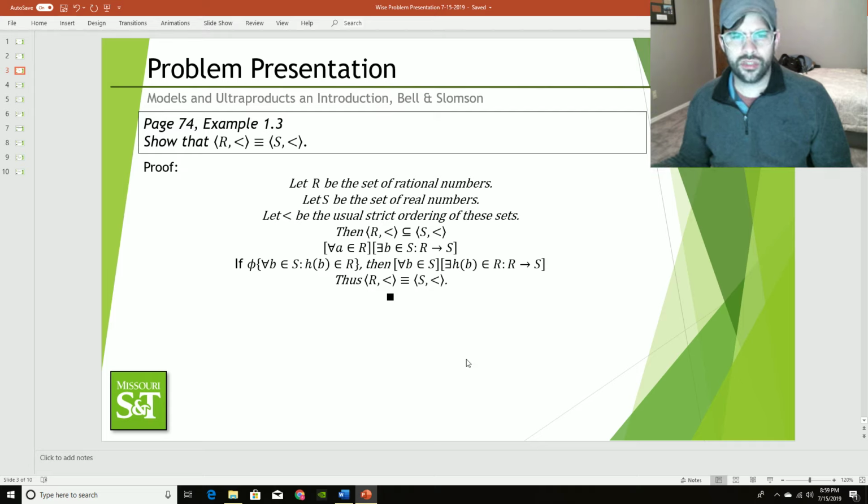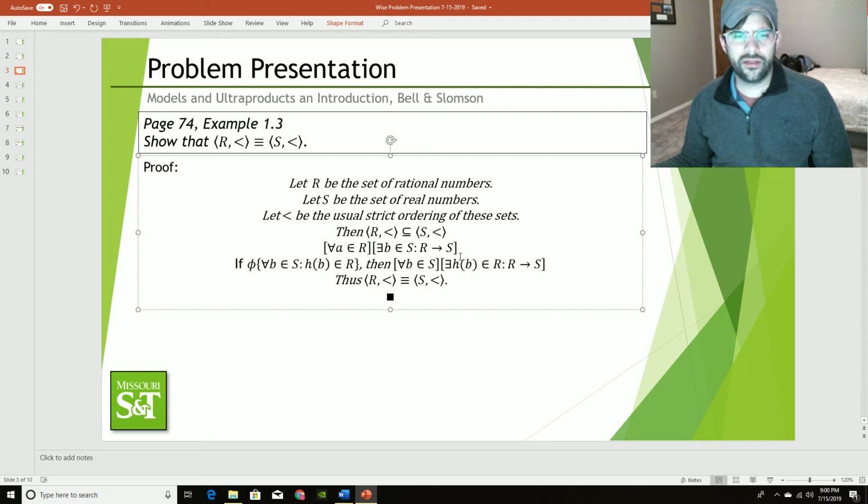The book goes into a kind of different proof for this, and I went back and forth on how to present it. This is mine. I would really appreciate some feedback on it. So again, let R be the set of rational numbers, let S be the set of real numbers, and then let this less than symbol be the usual strict ordering of these sets. All that is given in the problem statement on page 74. Then the set R with the ordering is contained within the set S with the ordering, so that's also given.